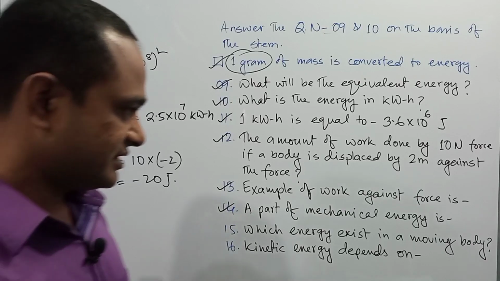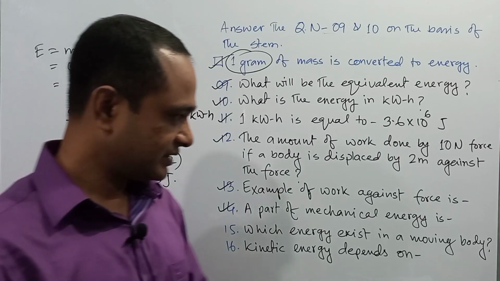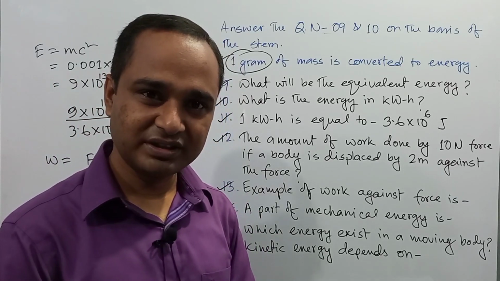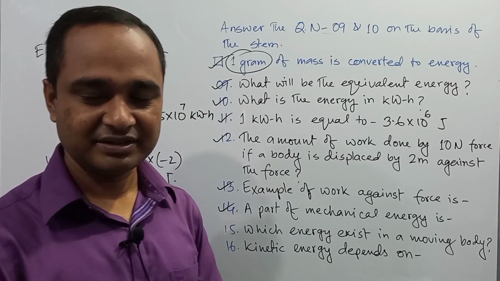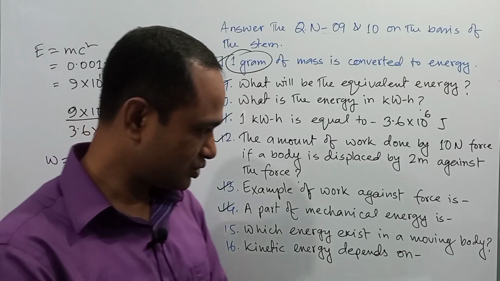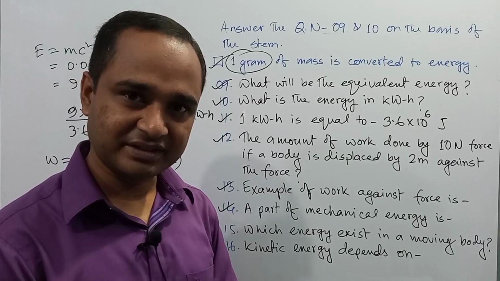Which energy exists in a moving body? The energy, that is the ability to do work by a moving body, is called its kinetic energy due to its motion. So if the body is in motion, or in a moving body, the energy will be kinetic energy.